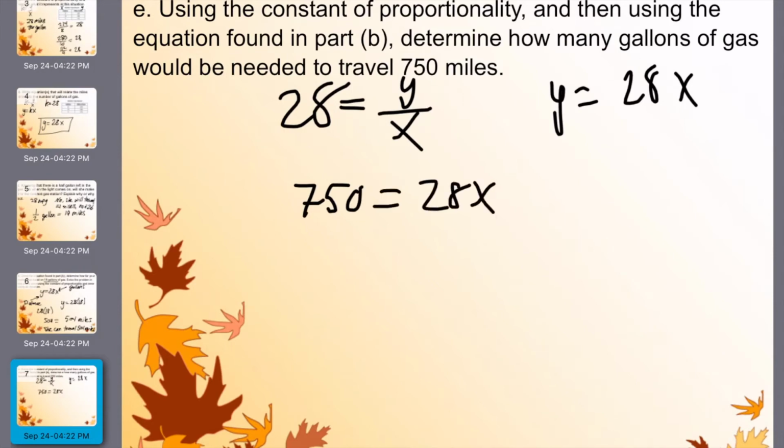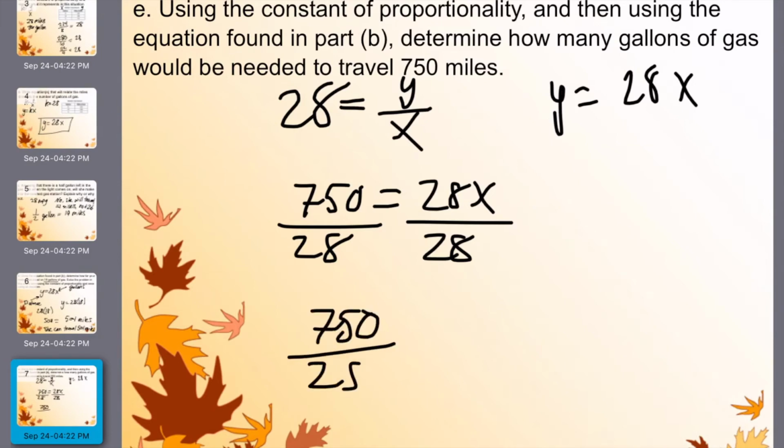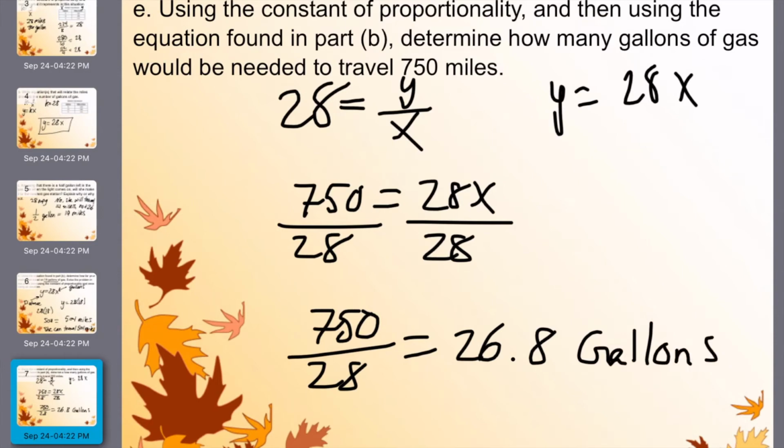So now in order to solve for x by itself, 28 miles per gallon, I just need to divide by my constant rate, my constant of proportionality. I do 750 divided by 28. And that is going to give me 26.8 gallons. So I would need approximately 26.8 gallons in order to drive 750 miles.